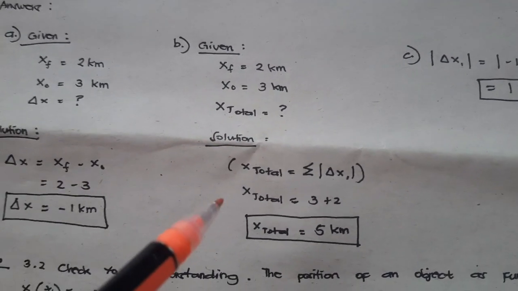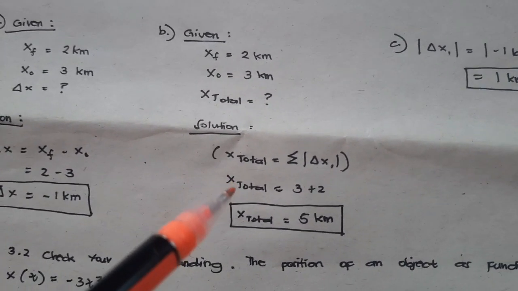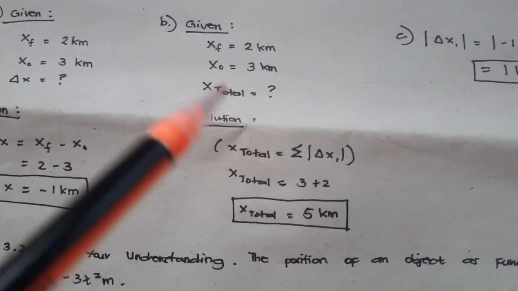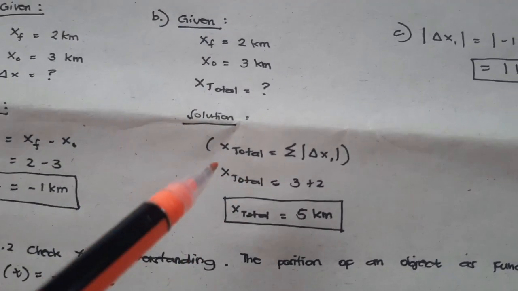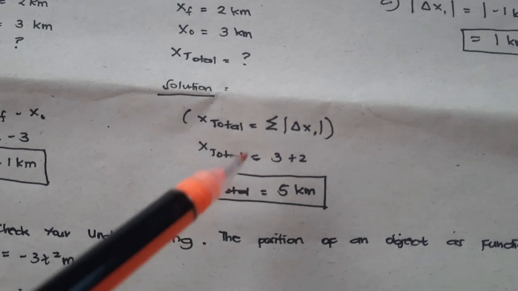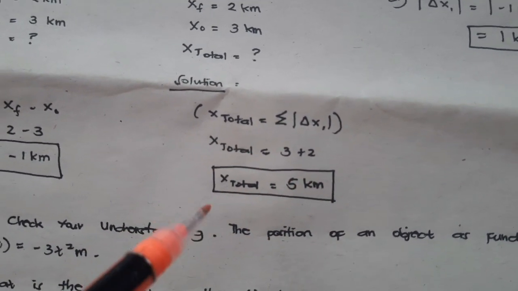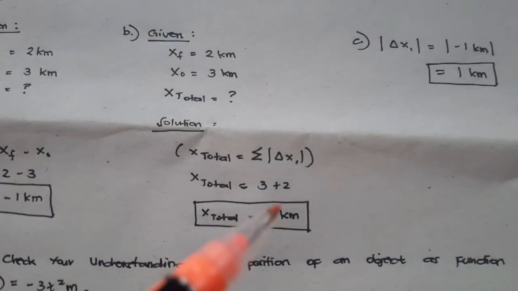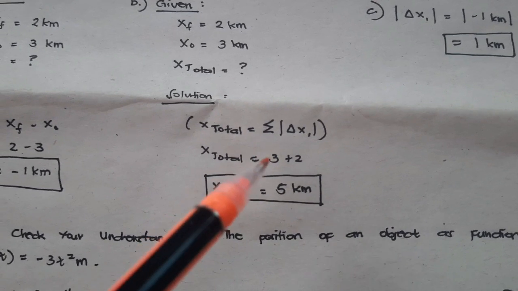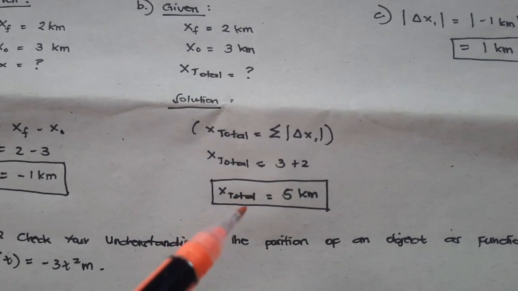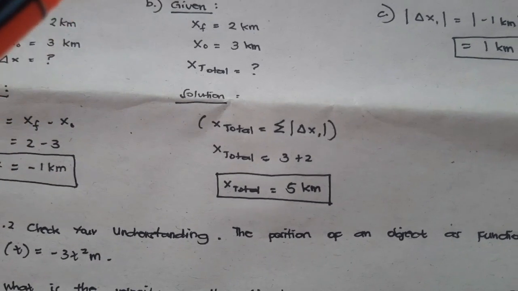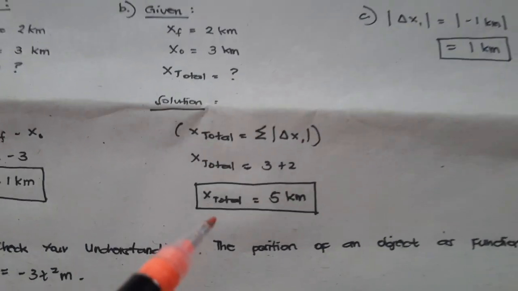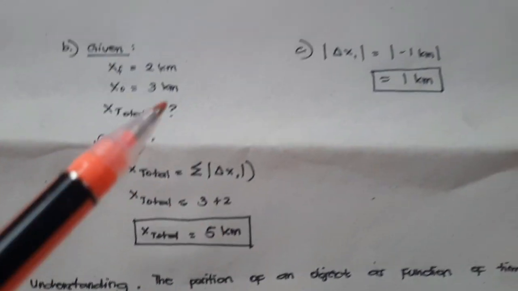So, solution. The total distance is equal to the summation of the absolute values of the individual displacement magnitudes. So 3 plus 2, the total distance traveled is equal to 5 kilometers. It doesn't matter if it is negative or positive. So the distance traveled is equal to 5 kilometers.